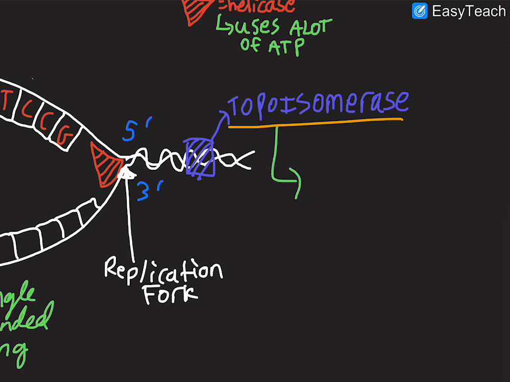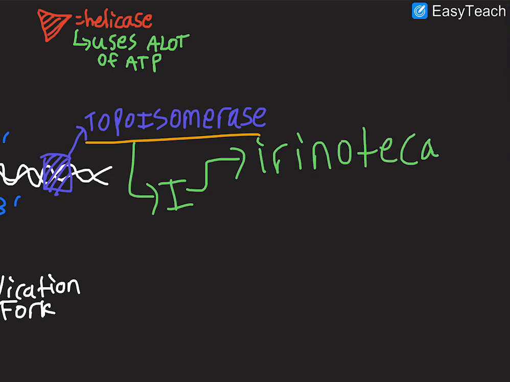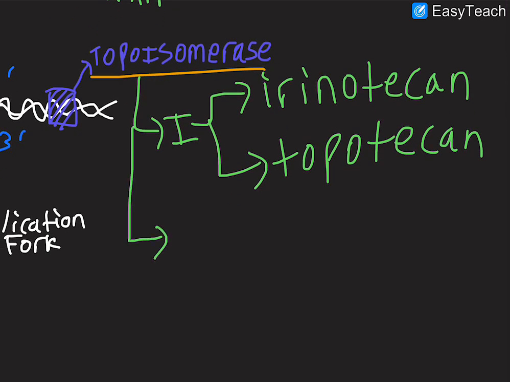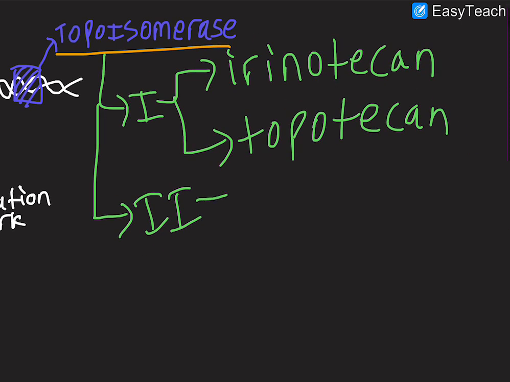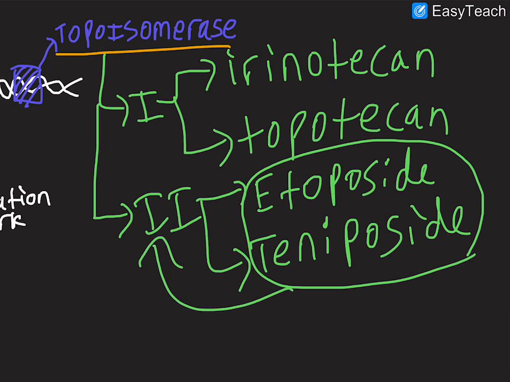Well, we should know that there are a few types of topoisomerase. Specifically in eukaryotes, these are the drugs that inhibit topoisomerase 1: irinotecan and topotecan. Irinotecan and topotecan are drugs that inhibit topoisomerase type 1 in eukaryotes. Then we have topoisomerase type 2. There are two drugs that inhibit this that we should know: etoposide and teniposide. These two drugs inhibit topoisomerase 2 in eukaryotes.